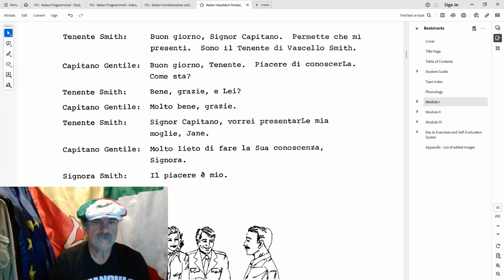Lieutenant Smith introduces his wife to Captain Gentile by saying, "Signor capitano, vorrei presentarle mia moglie Jane." Wife is "moglie." Remember that the GL combination is pronounced "lieu," as in million. Repeat. "Moglie." My wife is "mia moglie." Repeat. "Mia moglie." I would like to introduce to you is "vorrei presentarle."